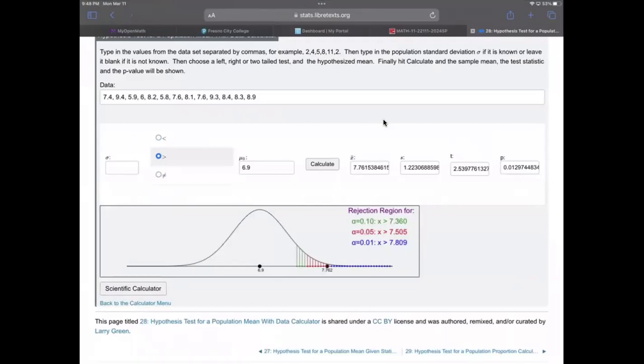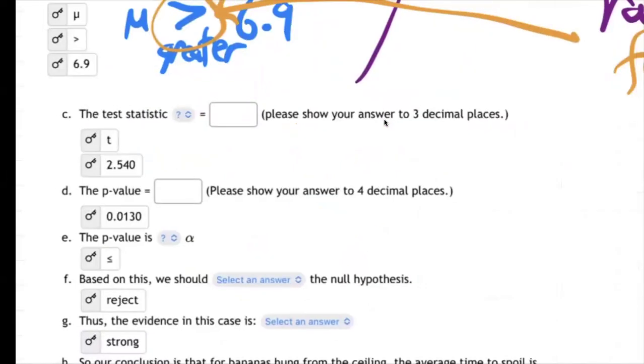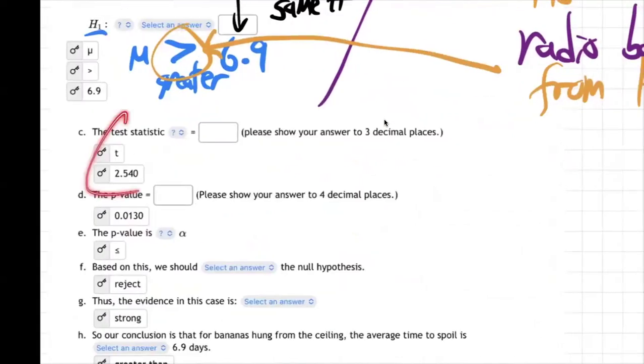Boom. There's my X bar. All I really care about is the T and the P. See, the T is 2.539. The P is 0.129. Let's go back, see if those are right. They are. Good. There's the P. They rounded it, 0.130. There's the T. We got them right from the calculator. The T and the P.